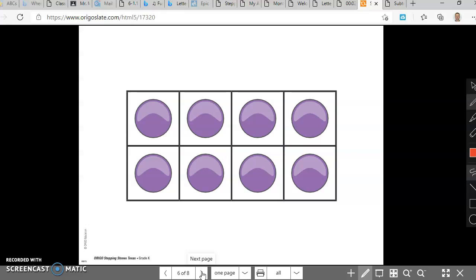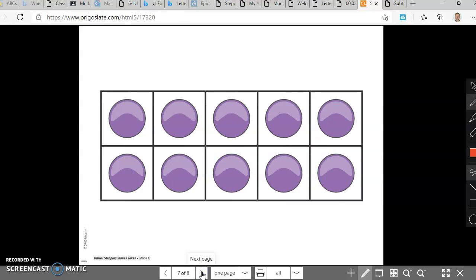All right, let's do one more. That's a full 10 frame. How many is there? That's right, there are 10 dots. Okay, now if you have these 10 dots and you subtract, or if you take away 5, okay, if you take away 5 or subtract 5, how many would be left? I'll give you some time to think about that. Or you can cover them over.